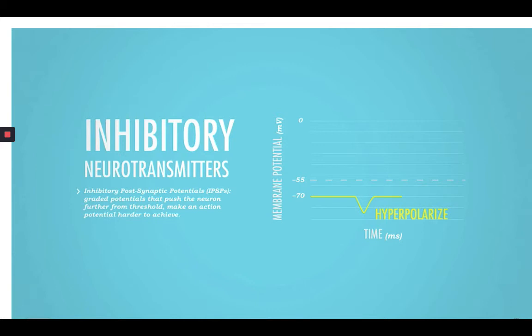Inhibitory neurotransmitters are graded potentials that push the neuron further from the threshold, making an action potential harder to achieve. Why do we need inhibitory neurotransmitters, guys? Remember, when our neurons take an impulse, and it's a strong impulse, it goes up to plus 40 millivolts, and then, in order to have a normal function for the nerve cells, after depolarization they go directly down to hyperpolarization, because of the inhibitory neurotransmitter, and this way they don't accept other stimuli.